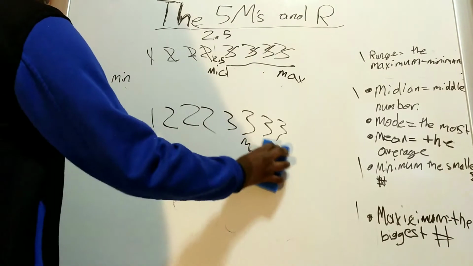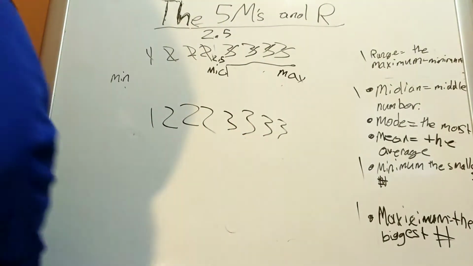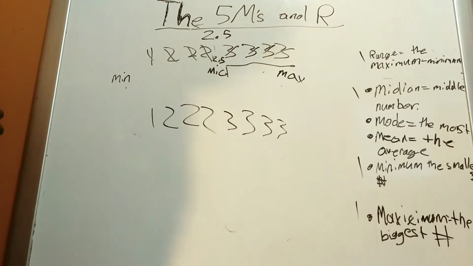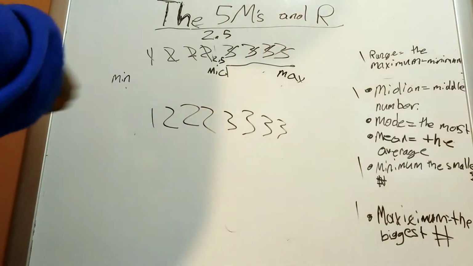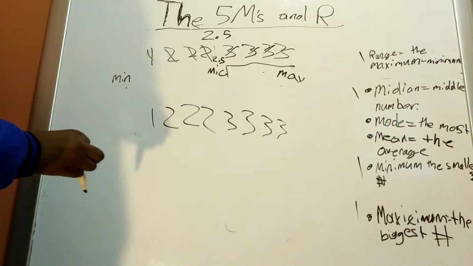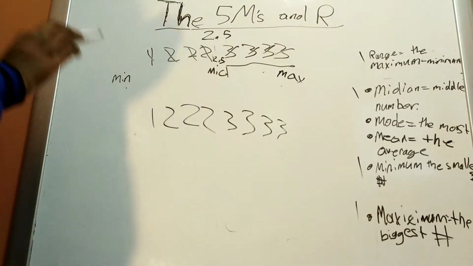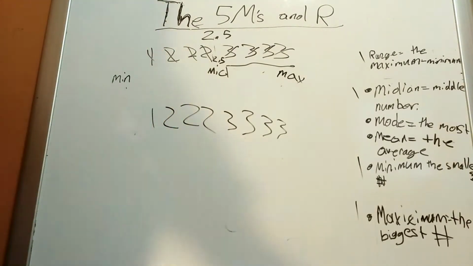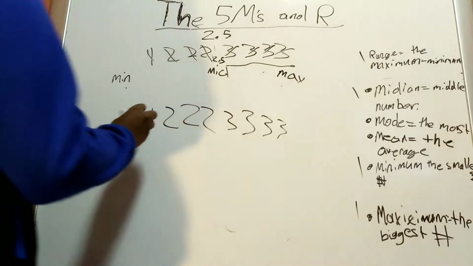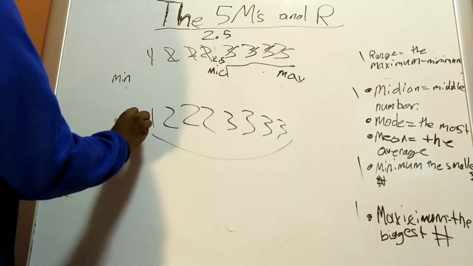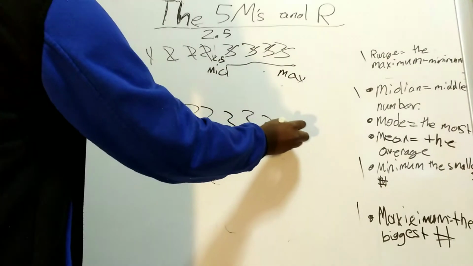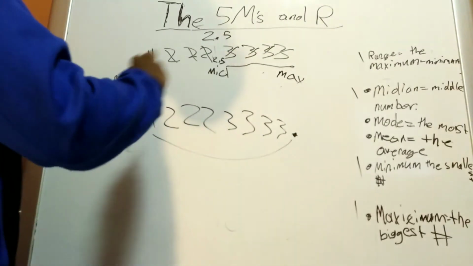Now for the hardest part. Well, it just depends on how good you are at it. The mean. The mean is finding the average. And I know you're gonna get confused by that. So then the average is you add up all of these numbers, from the smallest number all the way to the end, to the biggest number all the way over there. You add all of them up.